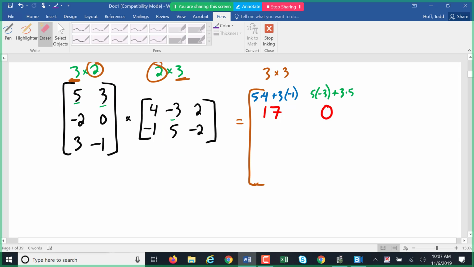My third element there is row 1, column 3. We're still taking row 1 from the first. Now we're using column 3 from the second. The first element's 5 times 2, plus the second element's 3 times negative 2. 5 times 2 is 10. 3 times negative 2 is negative 6. 10 and negative 6 make 4.